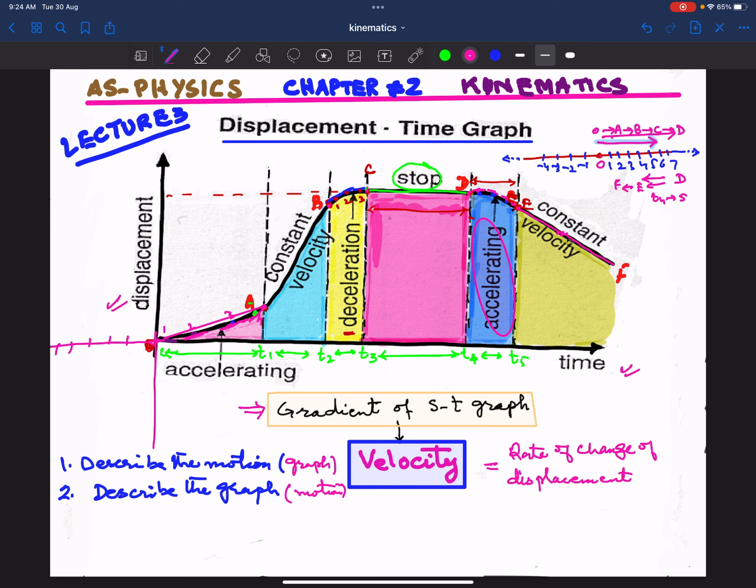Yani we have moved from O to A, A to B, B to C, C to D in one direction, and then we are coming back, and the direction of the velocity has been changed, but still we are moving in the positive region. So this is very, very important.